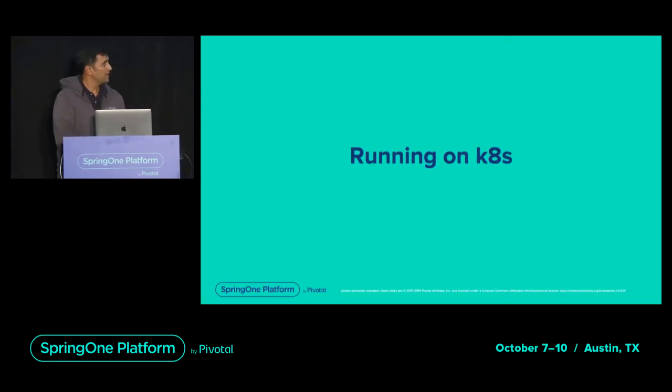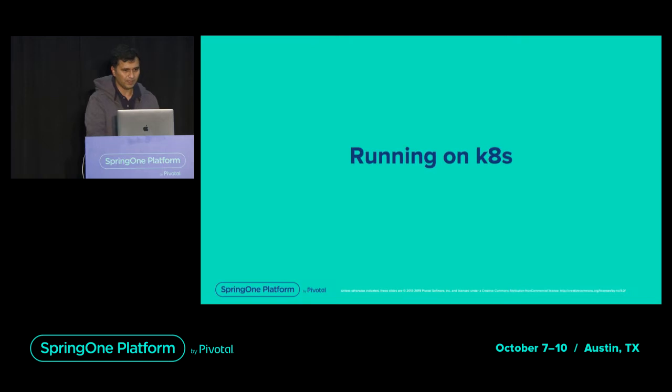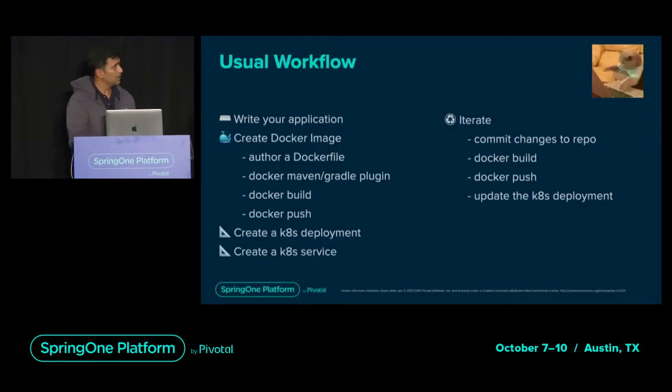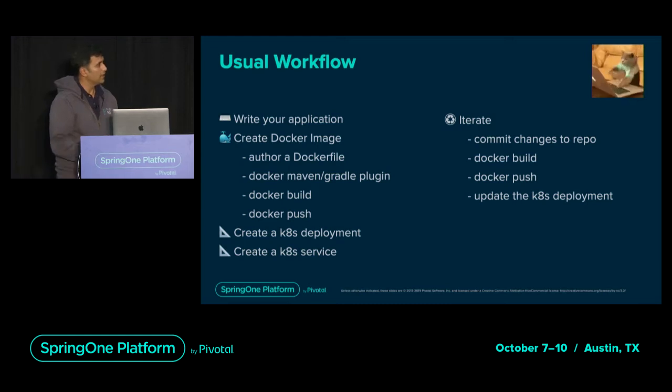So let us assume for a bit that you've just heard of this new thing called Kubernetes, and you want to get your app deployed on Kubernetes and play around with it. So this is what your typical workflow would look like. You write your application as usual, then you create a Docker image by authoring a file and then doing plugins, you do Docker build, push, you create a Kubernetes deployment and a Kubernetes service, and that may or may not involve a whole lot of YAML hacking.